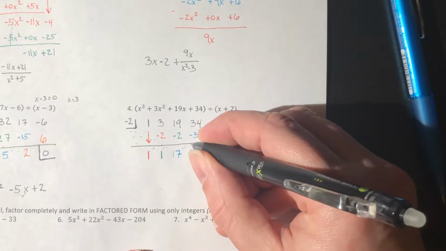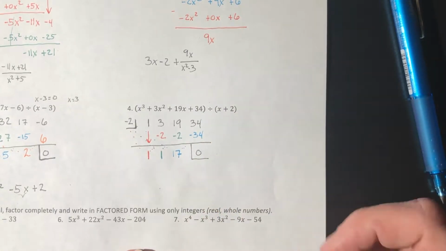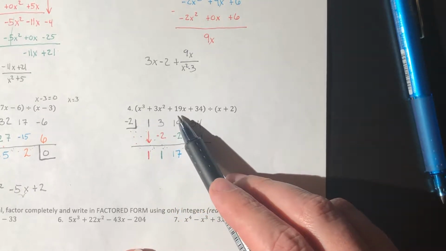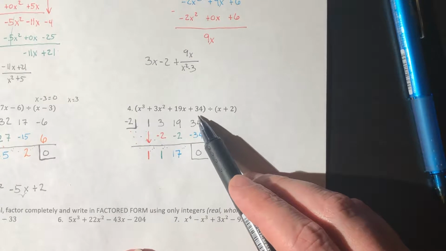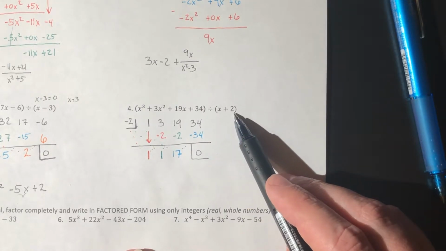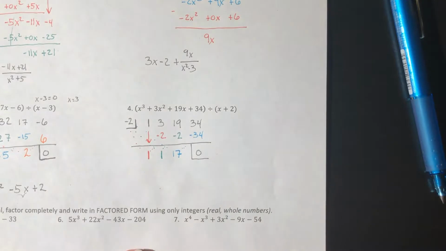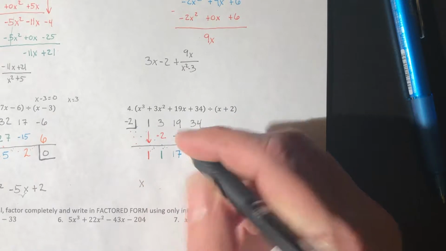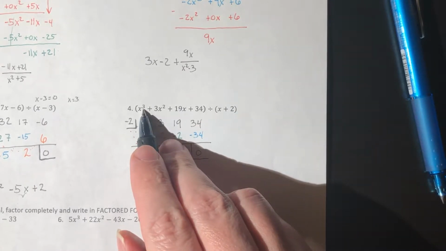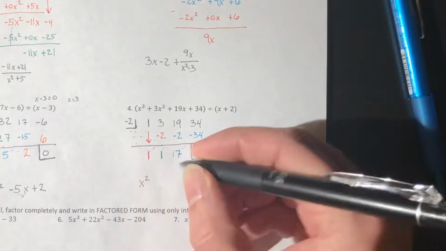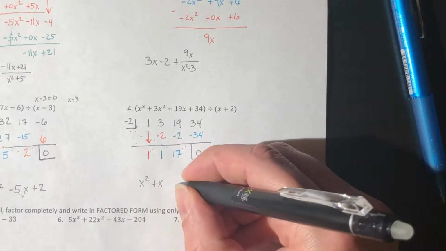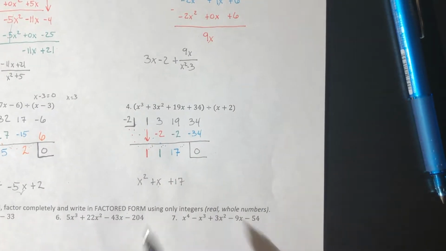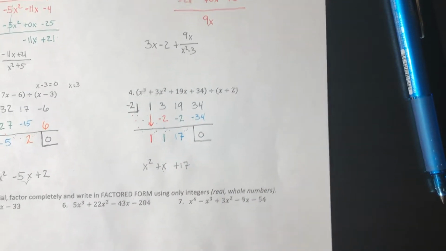So again, I have a remainder of 0, which means that for the polynomial x cubed plus 3x squared plus 19x plus 34, one of the factors, if you were to factor it, is x plus 2. So this would be x. I started with a power of 3, so I go one lower to be x squared plus x plus 17. That would be your resulting quotient.